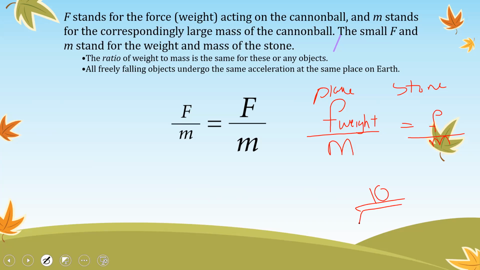So all free-falling objects undergo the same acceleration at the same place on Earth. It doesn't matter if it's a plane, a cannonball, a small ball, or a stone: any free-falling object, with any mass, will have the same acceleration. So this is the important statement from this lesson: the ratio of weight to mass will be the same at any place for any object.